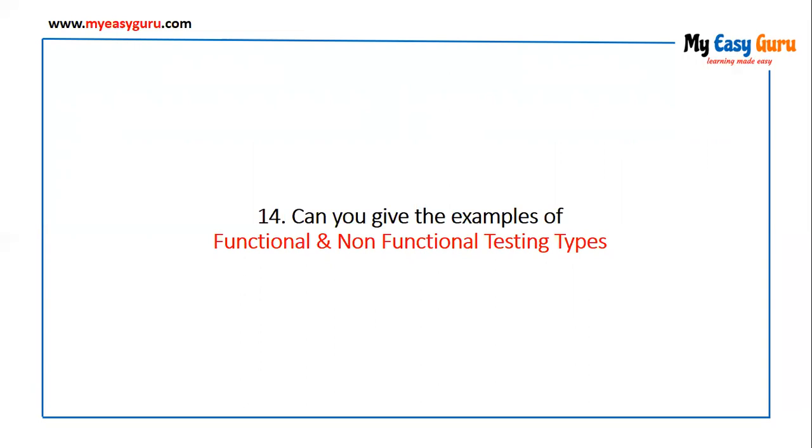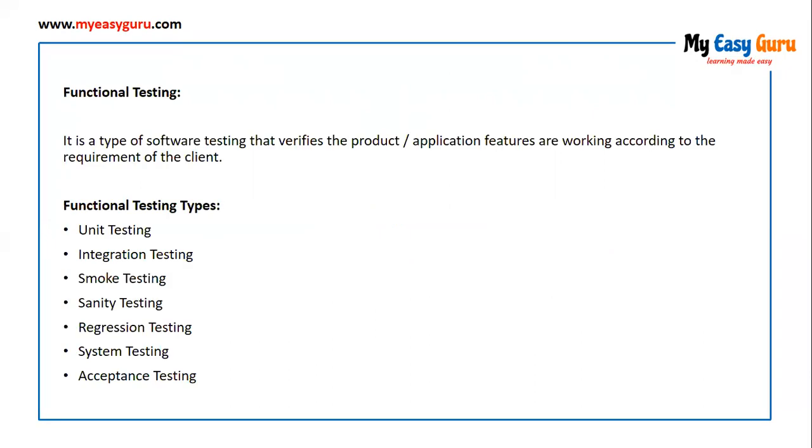Can you give examples of functional and non-functional testing types? So first we will see what is functional testing and then we will see its types. Functional testing is a type of software testing that verifies the product application features are working according to the requirement of the client. Functional testing types are unit testing, integration testing, smoke testing, sanity testing, regression testing, system testing, and acceptance testing.